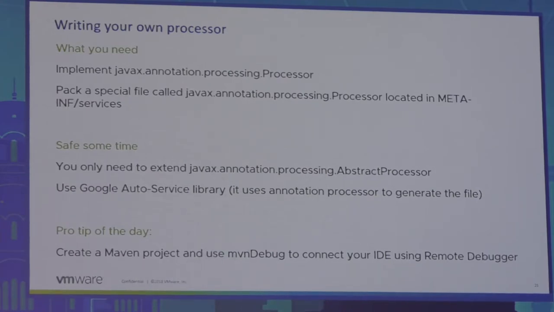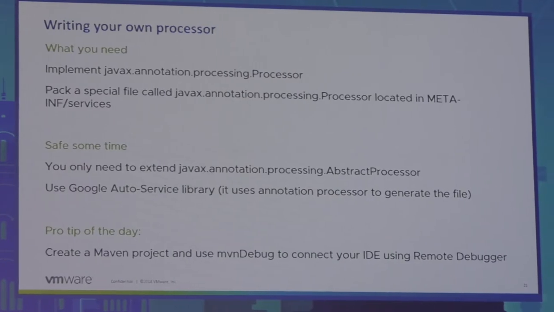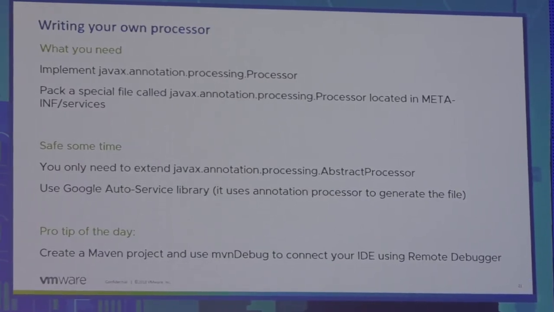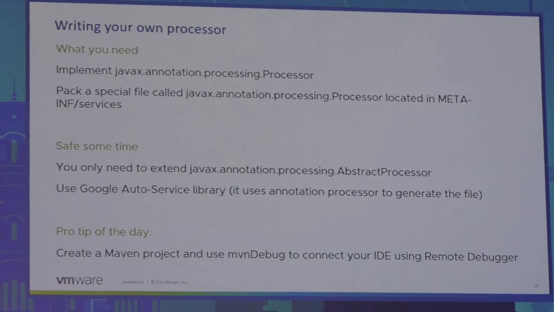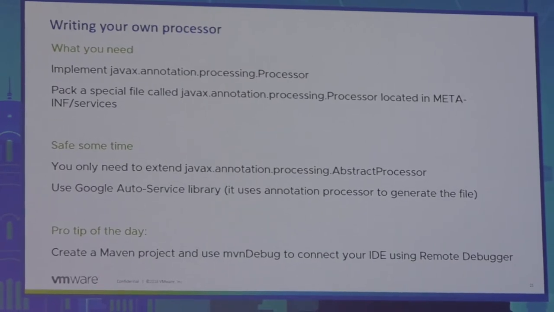And one tip I have for you, if you really want to create your custom processor, you can use Maven Debug and add your breakpoints to your IntelliJ, for example. I'm going to show that in a couple of minutes. By doing so, we can have remote debugging and debug our code and see how the AST is built and how we can extract the data and modify the data we want.